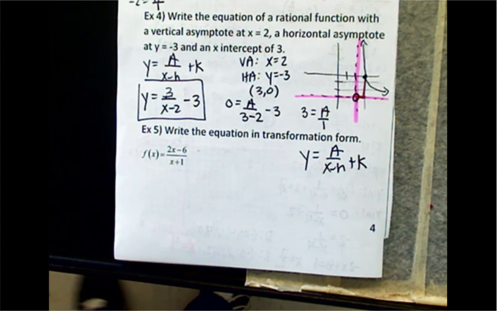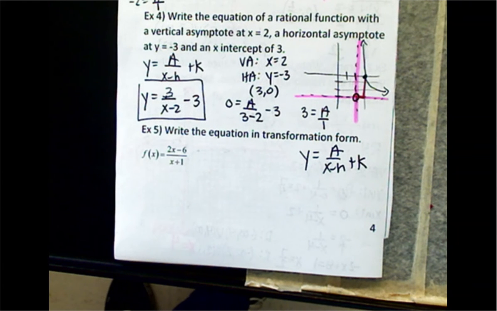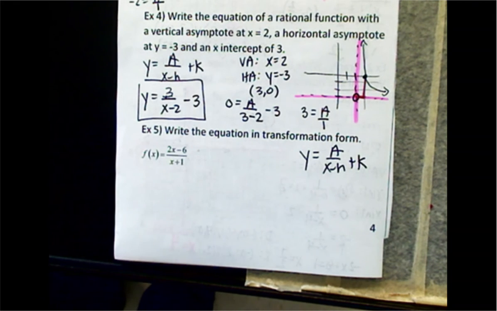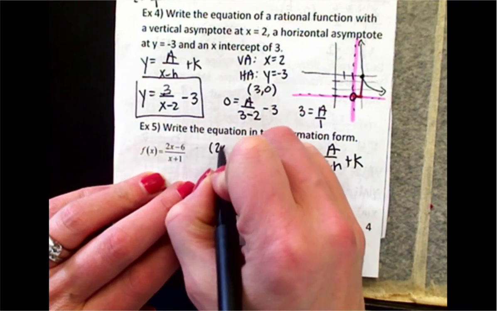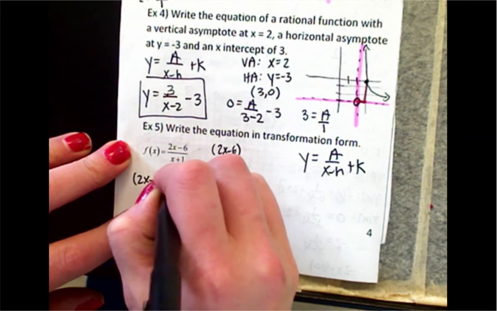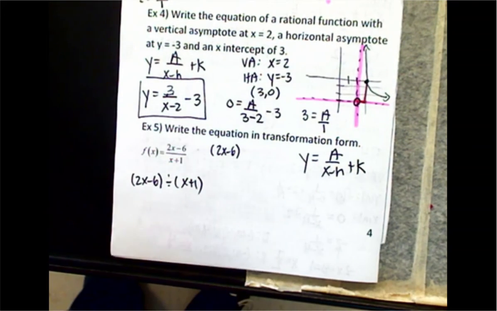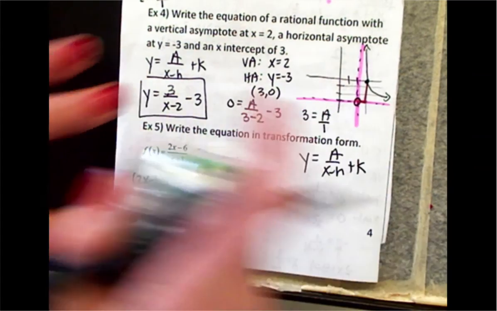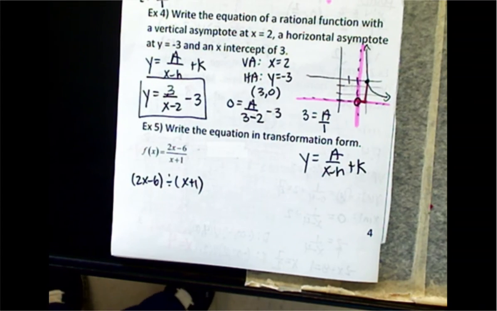You could take out a 2 from the numerator, but it doesn't reduce. You can divide them, actually. You can divide those two things. Think polynomials, guys. This is a ratio of polynomials. I'm going to write it over here: 2x minus 6 divided by x plus 1. Does anybody remember how to do polynomial division? Factor it out, right? You could, but the 2 doesn't reduce. How do I divide two polynomials?